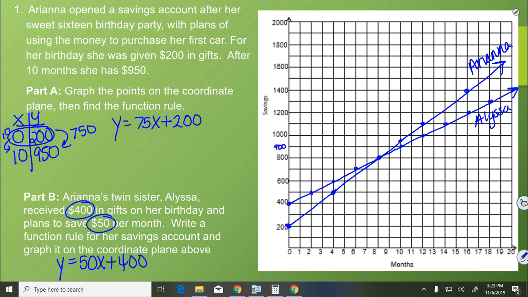Okay, so here, this point right here would be our solution, which looks like 8 months and $800. So we could use the graph to determine graphically that after 8 months, they will both have saved $800. Okay, so let's keep in mind that the two equations are there, and we're going to use that to do this algebraically.